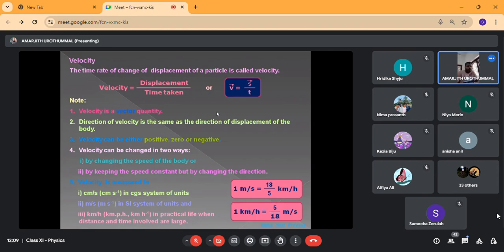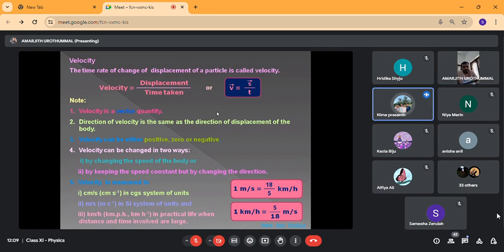This conversion, you remember, 1 meter per second is equal to 18 by 5 kilometer per hour, or 1 kilometer per hour equal to 5 by 18 meter per second. And sometimes we had to change the unit. Then you can use this. This already you studied in 9th class, I guess. Have you studied this?